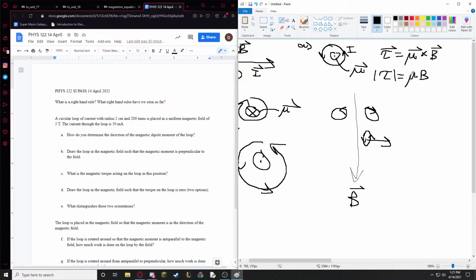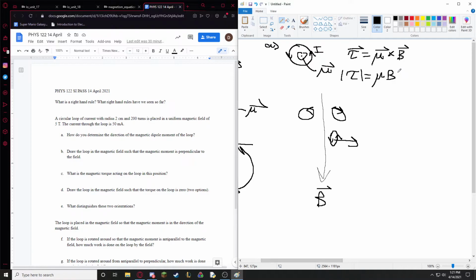And how do we get the value for mu with what we're given? We're given the radius, the number of turns, and the current through the loop. We can find the area and the number of turns. Mu equals number of turns times current times the area. Yep, exactly. Mu is equal to the number of turns, which in this case is 200, times the current in the loop, times the area.